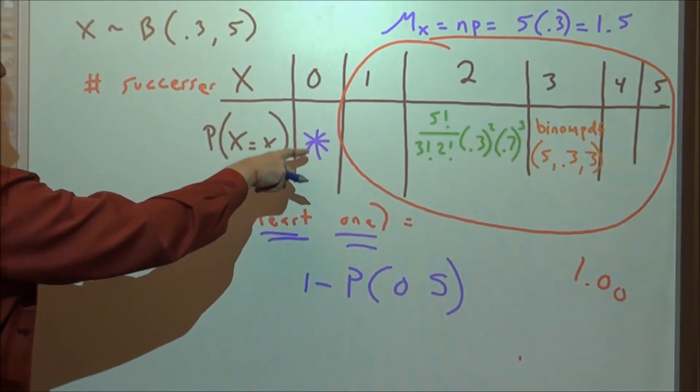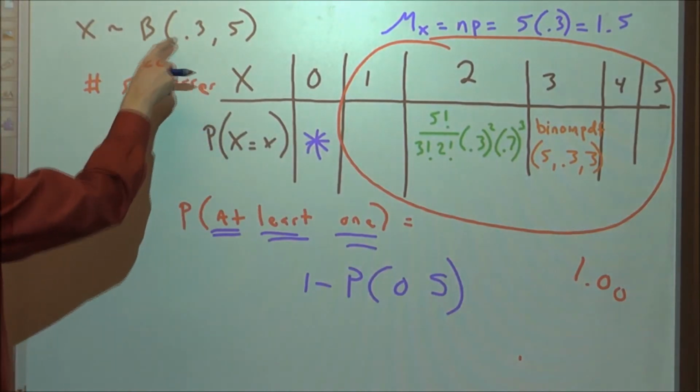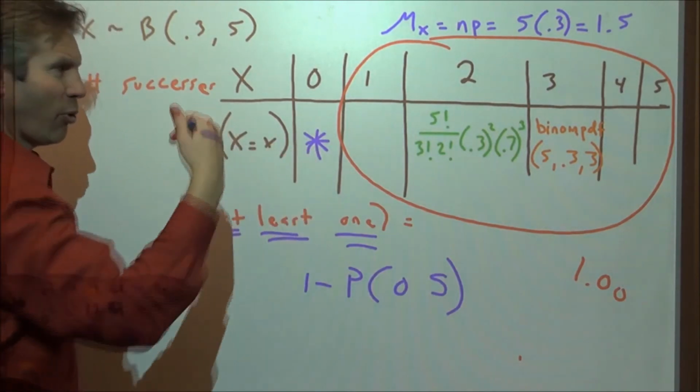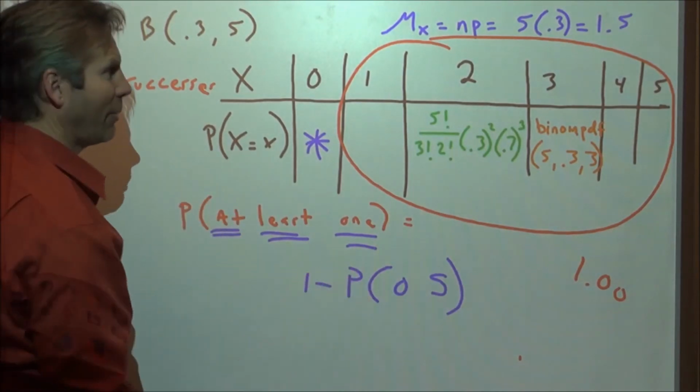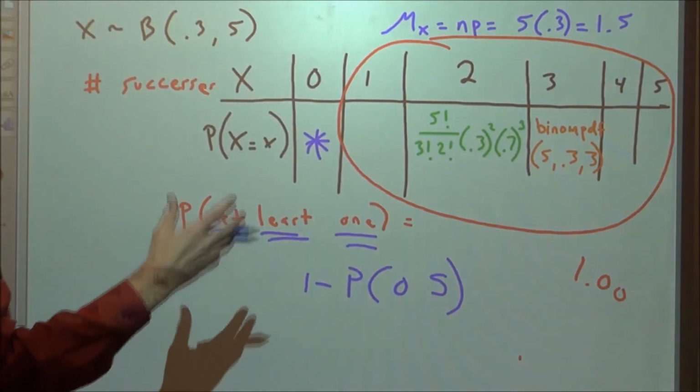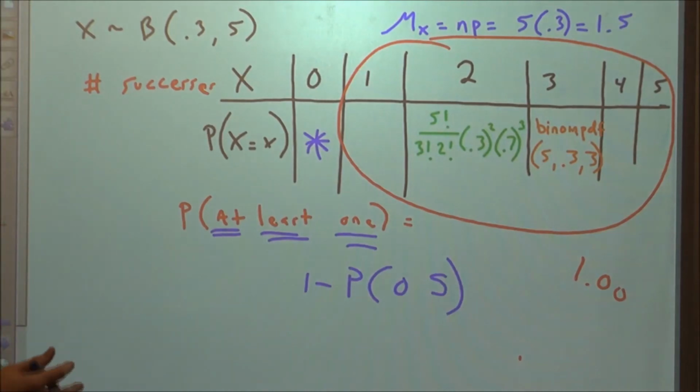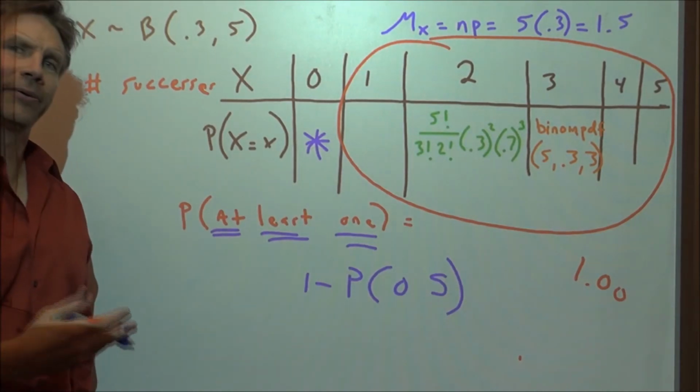That can be calculated very easily. If a success is 0.3, then we take 0.7 to the 5th power, we do 1 minus that. So anyway, this is how random variables tie together, what they represent, and how to find the expected value or the mean average.